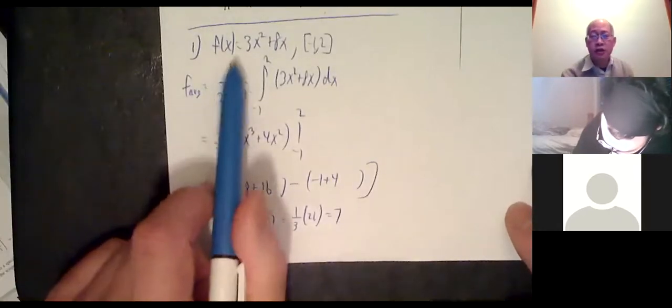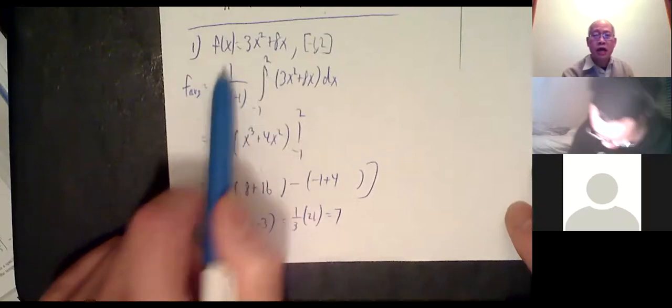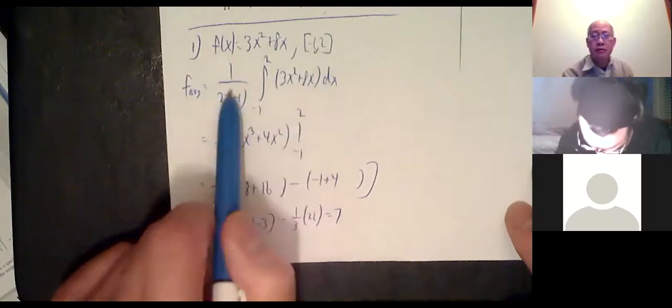So I think you would agree this is much easier. Just integrate, multiply by 1 over b minus a. You're dividing by the length of the interval.